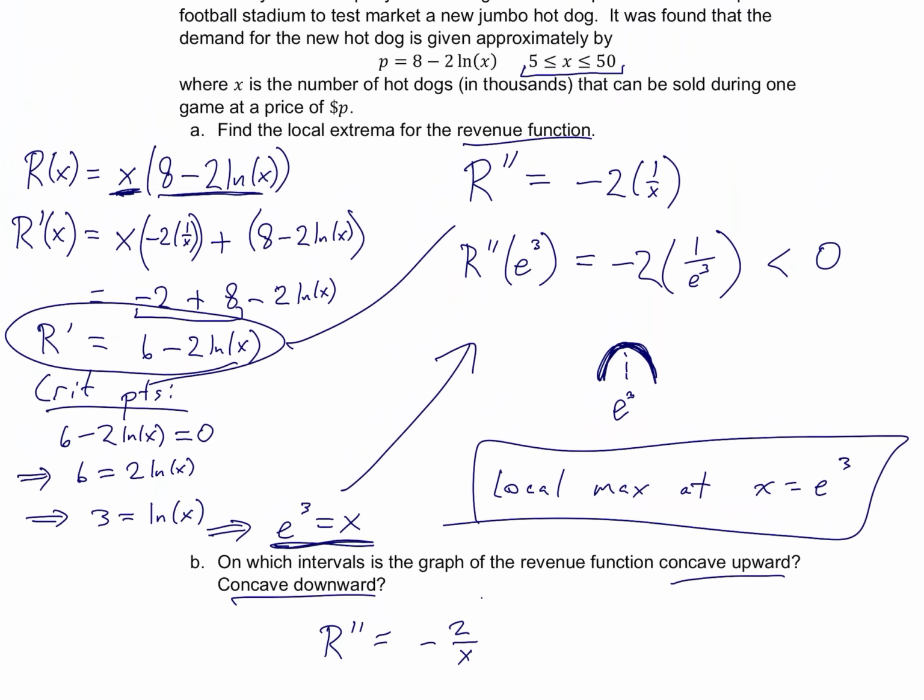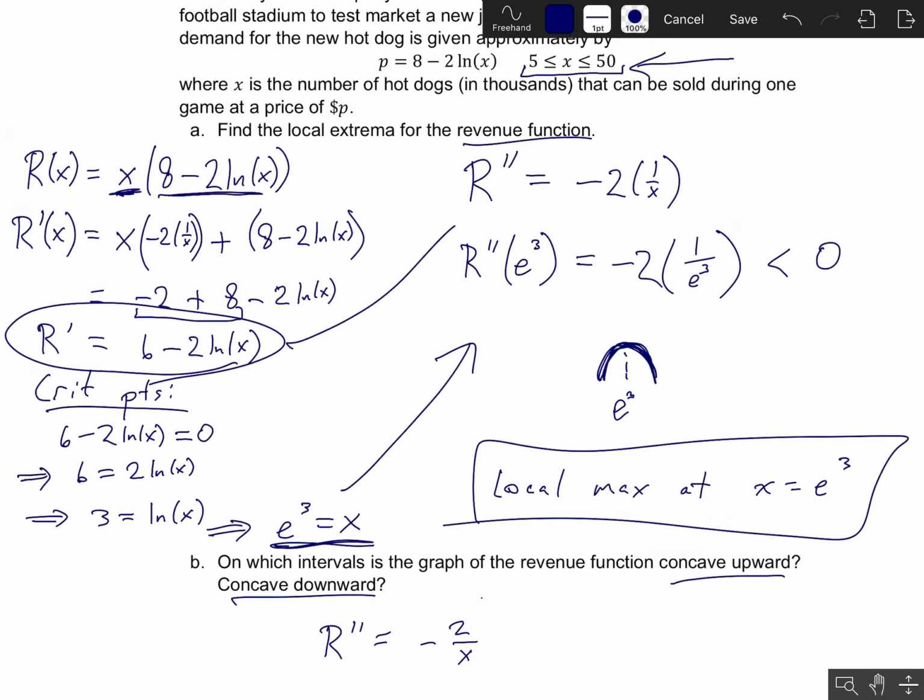But remember, if I just scroll up a little bit, remember that this price function is only defined whenever you have x between 5 and 50. So the domain of the revenue function is just between 5 and 50.